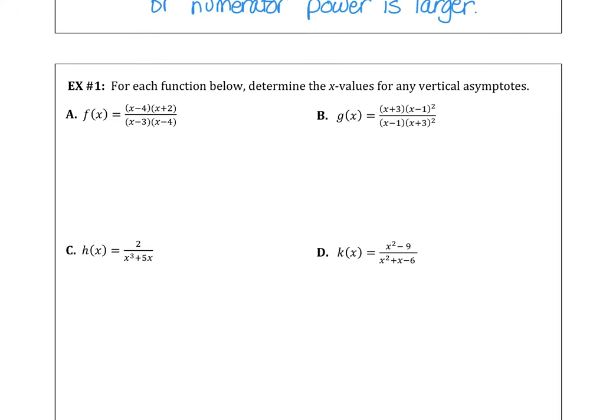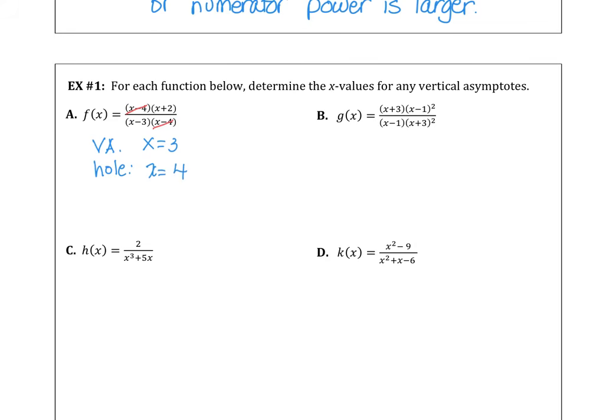In the first example, you see that we have x minus 4, that's going to cancel. So we would have a vertical asymptote at x equals 3, and we would have a hole in the canceled factor that would be at 4. Not going to figure out the location.